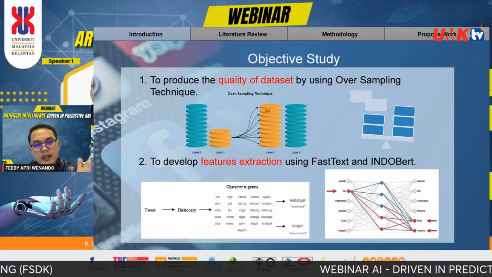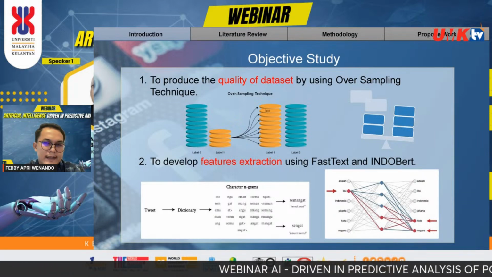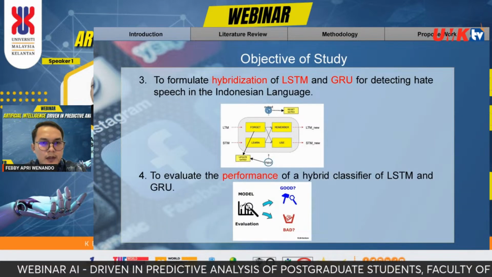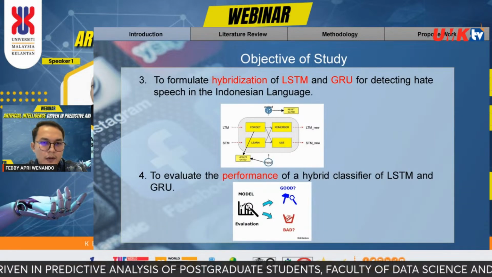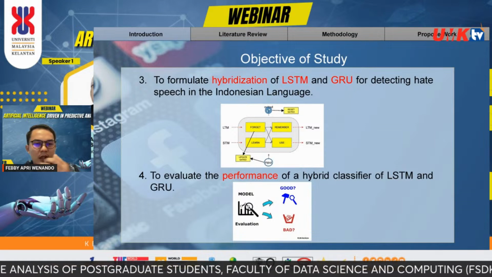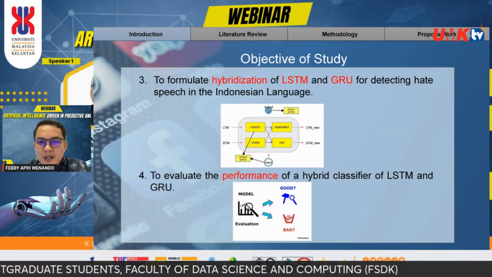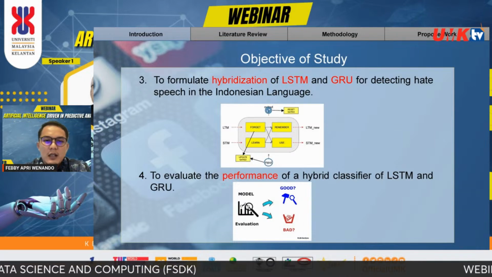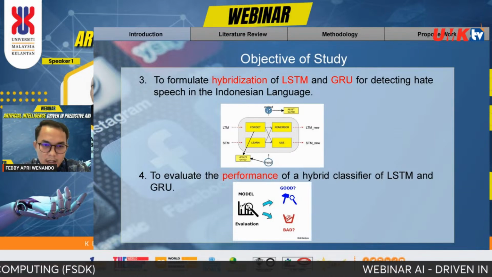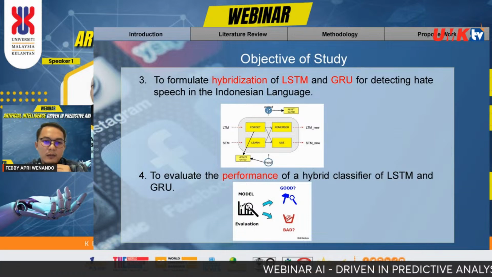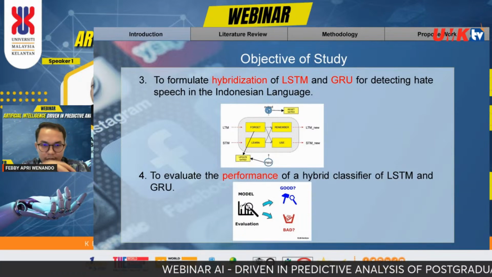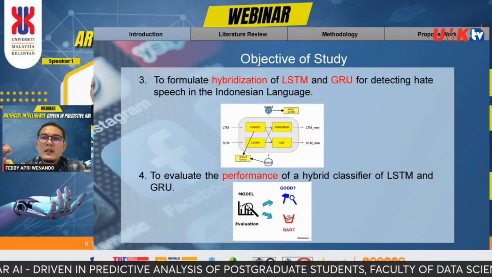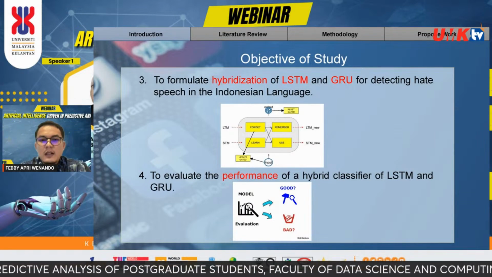This is important in data pre-processing. The third is how we can formulate the best hybridization of LSTM and GRU to make the optimal result. And the last one is how we evaluate our system performance to get a good result.